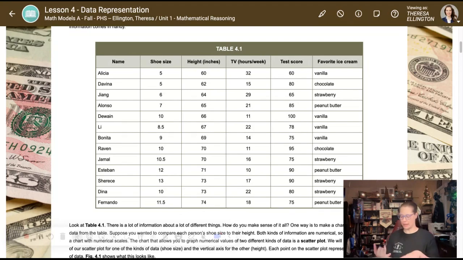When we're displaying data in graphs and charts, we want to see the common things. We want to see comparing. We want to see contrast. Do a lot of people like peanut butter ice cream, or is it not very popular? Do we want to know that the older you are, the taller you are? I don't know. So let's take a look.